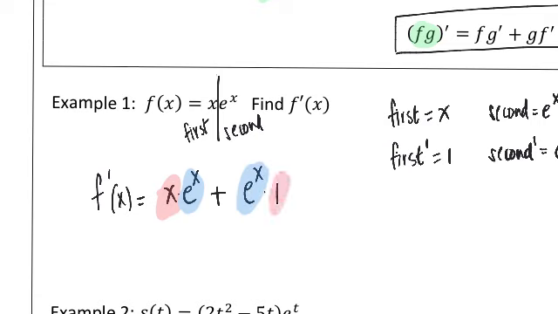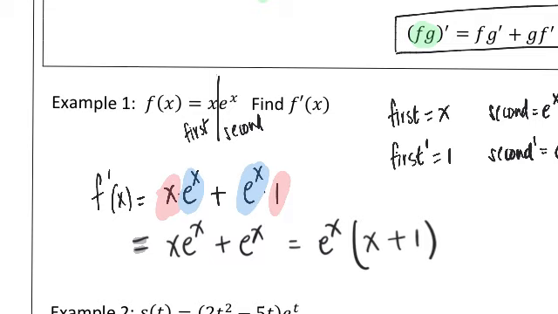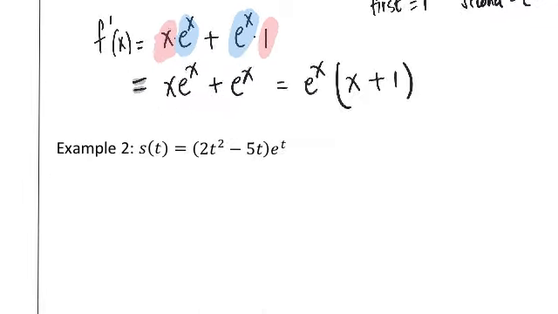And then you can clean up the equation and drop all the dots in between, just write x e to the x, drop the 1 and write e to the x. You can also pull out an e to the x and write it as e to the x times x plus 1. Okay, example 2, s of t is equal to 2t squared minus 5t times e to the t.